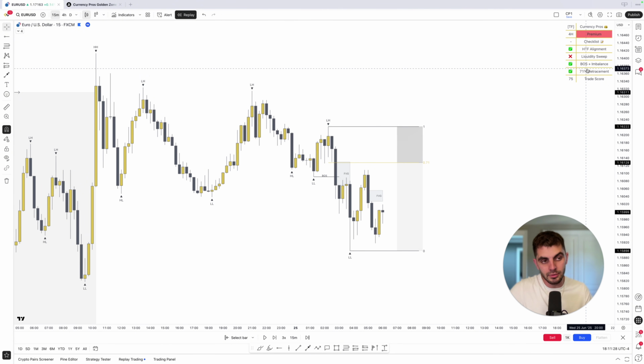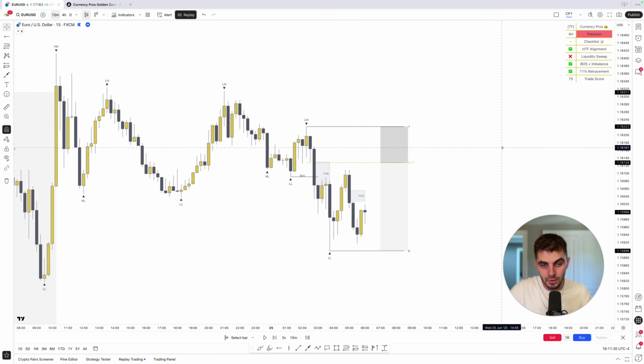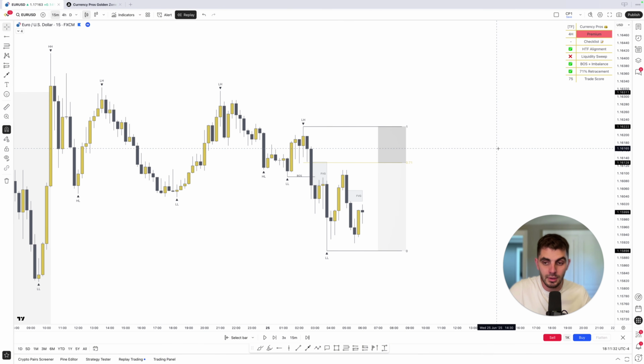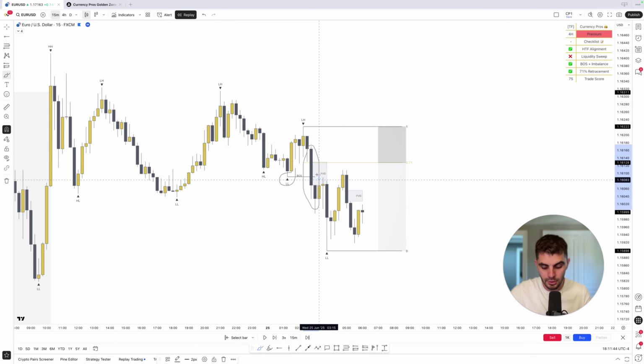So do we have a break of structure and imbalance? Yes, we do. The indicator is showing us that very definitively. We have a clear break of structure right here. So as you can see, this lower low that was printed was clearly violated by this massive bearish move here. That is the break of structure. There's no question about it. And that break of structure, thankfully, left behind this massive fair value gap.